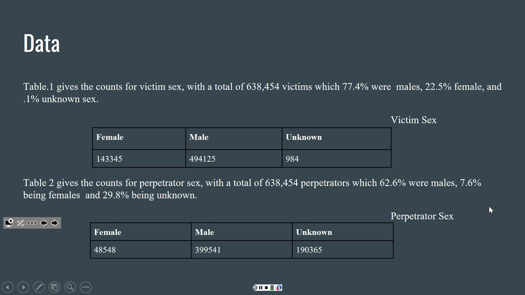So some of our data that we found was, this is the first table we have, and this is the counts for victim sex, and there's a total of 638,000 victims. About 77% were males, and 22% females, and 0.1% with unknown sex. And then table 2 gives the perpetrator sex, with the same amount of perpetrators as victims. And there is 62% that were males, 7.6% females, and 29.8% being unknown. And although the unknown number seems really high, it kind of makes sense because a lot of the crimes that were in this database were unsolved. And when the crime's not solved, that means you don't know who the perpetrator is. And so if you don't know the perpetrator, you obviously don't know their sex. So that number makes sense to us.